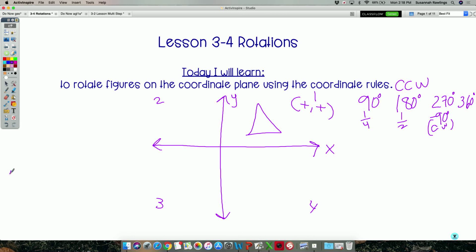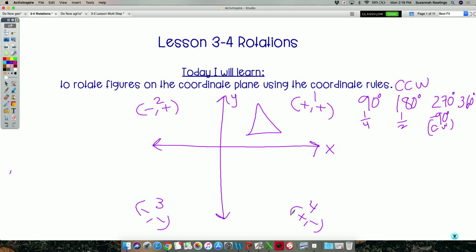What's quadrant 2? What's the signs for quadrant 2? That would be the negative, then positive. Negative, positive, right? Negative x's, positive y's. Quadrant 3 is my negative, negative, and quadrant 4 is my positive, negative. So for each rotation question, I always label my quadrant. That comes in really handy.